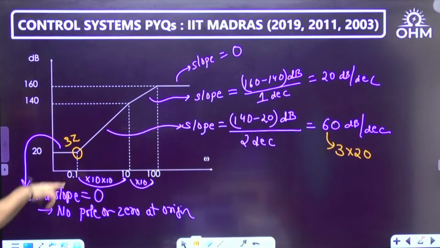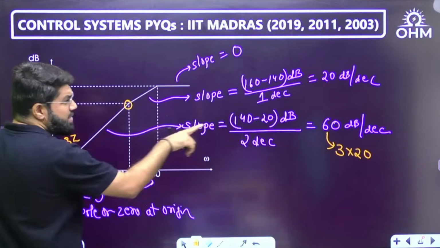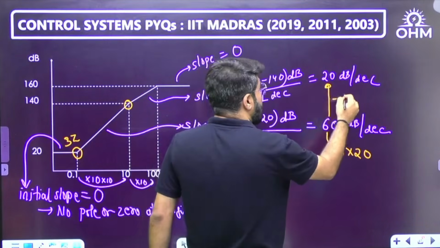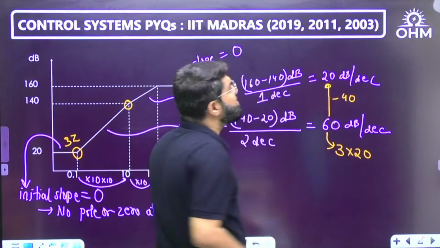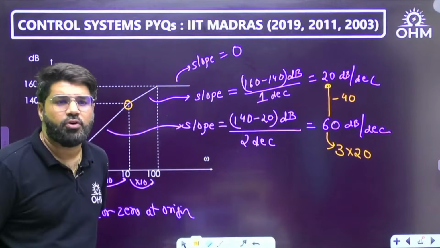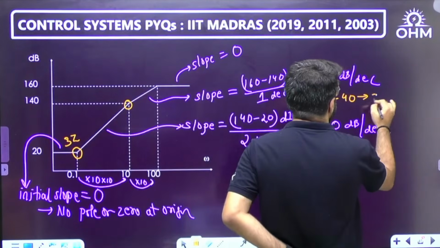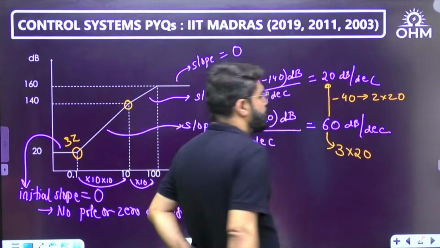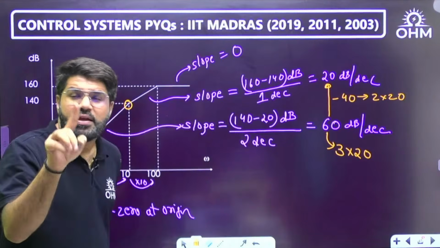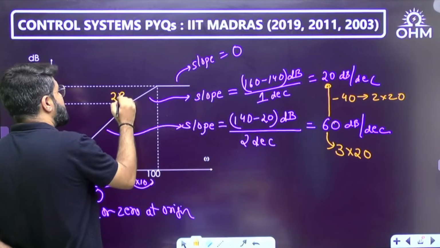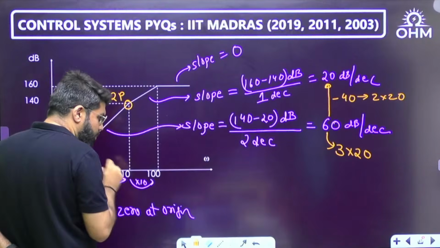Then here slope 60 became 20. How much the slope changes is important. Slope decreased by 40, and this is again 2 times 20. One time decrease by 20 is due to 1 pole. So this point represents 2 poles, repeated poles at omega 10.